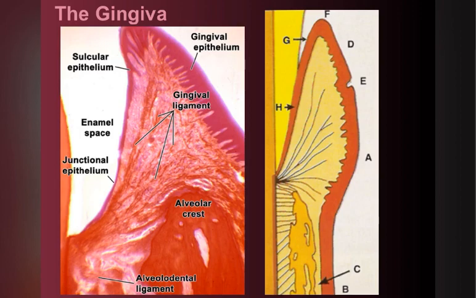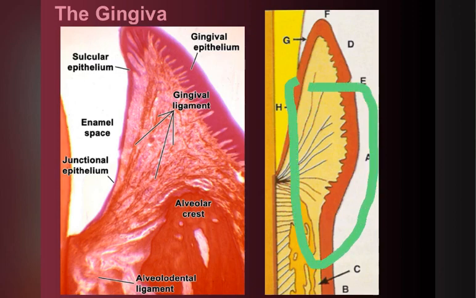This figure shows the two parts of the gingiva, which is the free gingiva and the attached gingiva. Here, this part is the free gingiva. The remainder of the gingiva is called the attached gingiva.